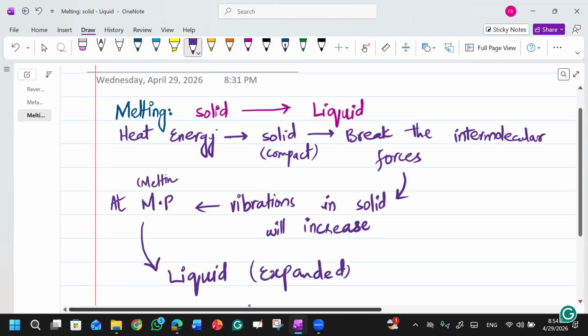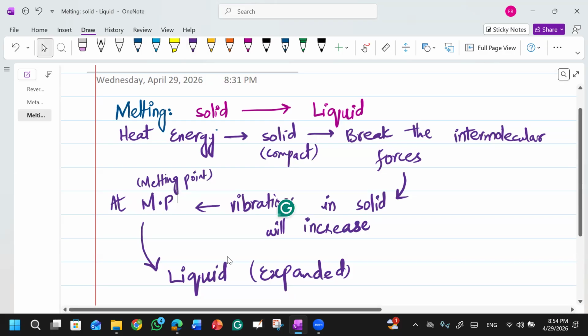Now, can you tell me how the solid melts into liquid? It breaks down the intermolecular forces, and then the vibration in solid will increase, and then it will expand, and then liquid is formed. Yes. Basically, that heat energy is being used up to increase the vibrations.